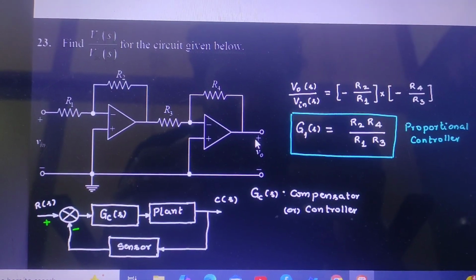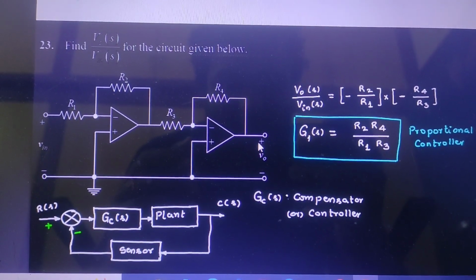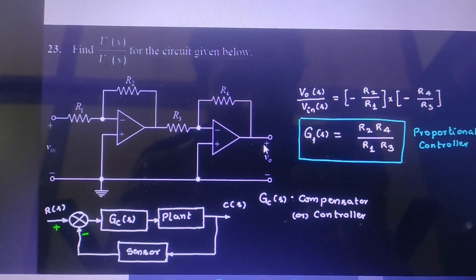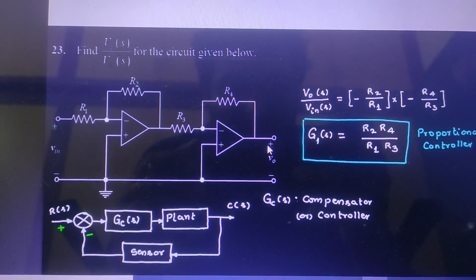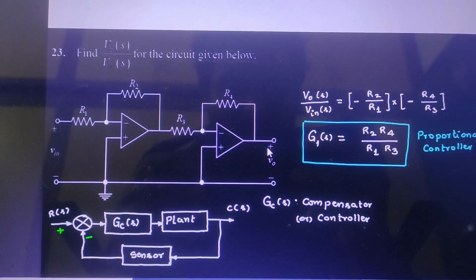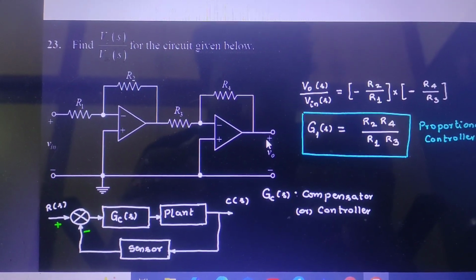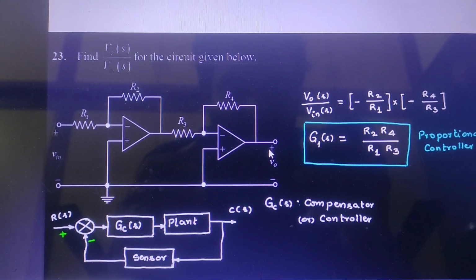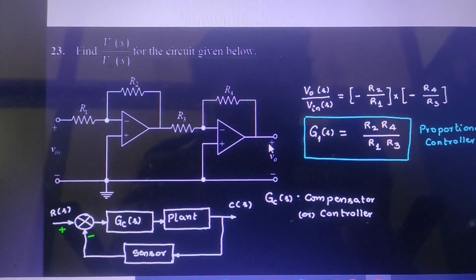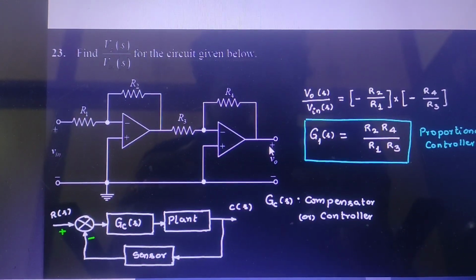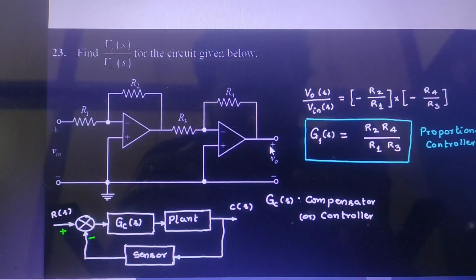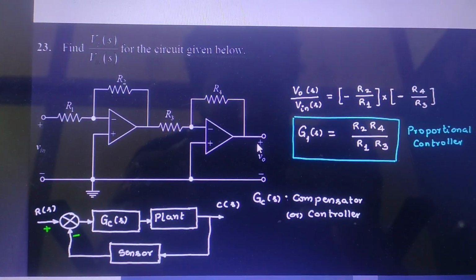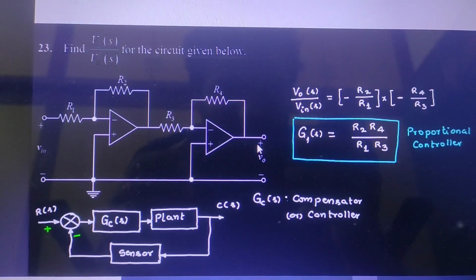In this problem, we are asked to find the output voltage by input voltage. Here we are using two op amps and there is a bridge resistance between the two op amps, that is R3. For the first op amp, R1 is the input resistance and R2 is the feedback resistance, and for the second op amp, R3 is the input resistance and R4 is the feedback resistance. This type of op amp circuit is known as a proportional controller.